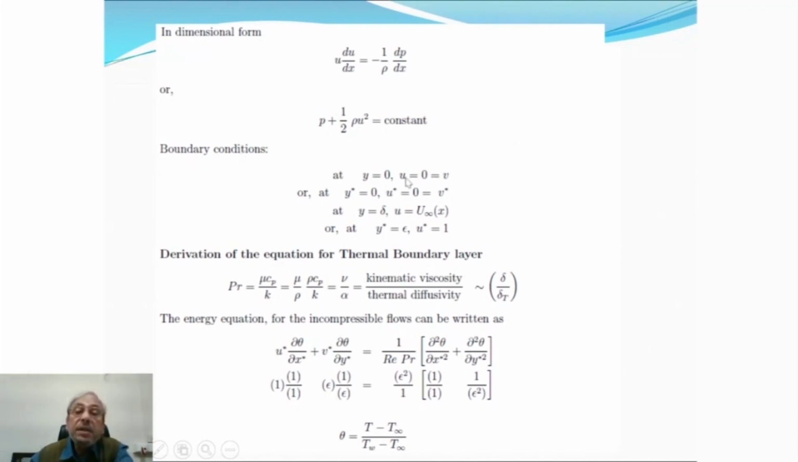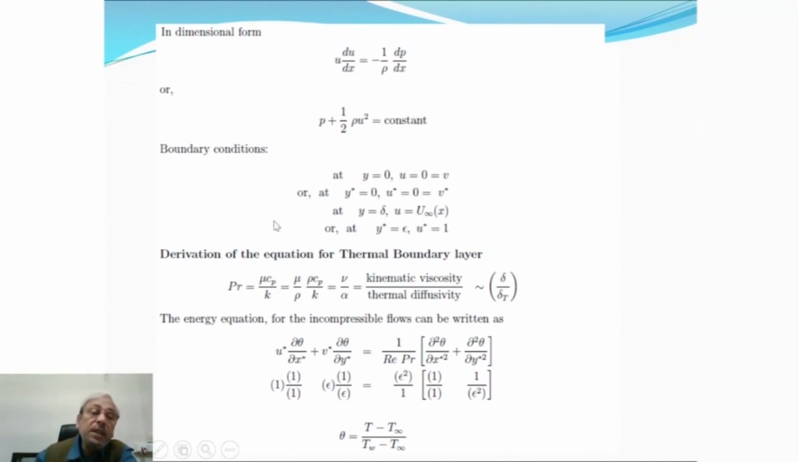Boundary conditions: y equal to 0, u equal to 0, v equal to 0, or at y star equal to 0, u star equal to 0, v star equal to 0. At y equal to delta, u is u infinity. In terms of non-dimensional variable, at y star equal to epsilon, u star equal to 1. Outside the boundary layer, u star equal to 1.